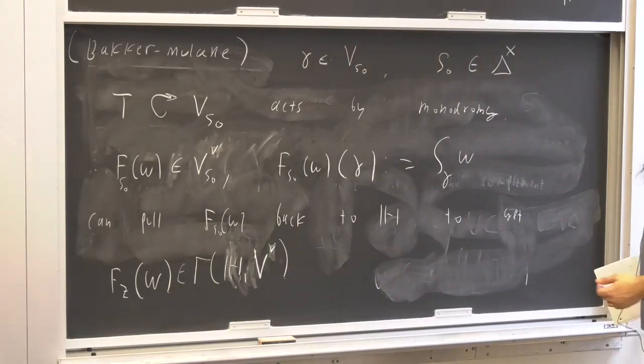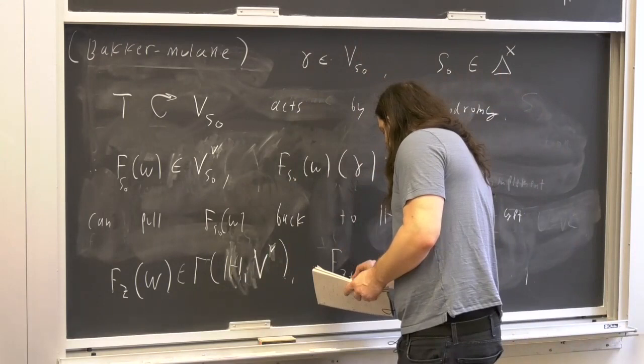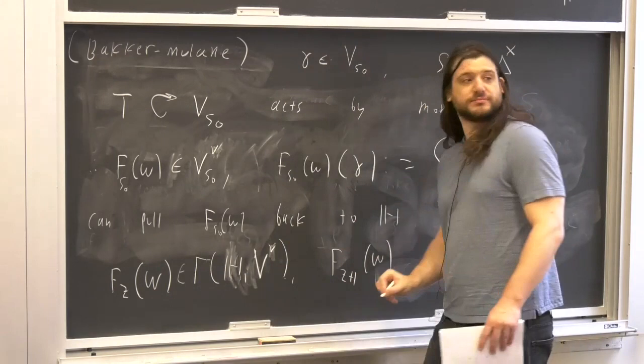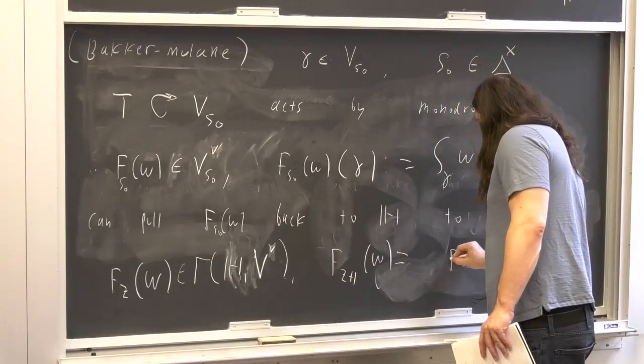And how is the action of monodromy recorded? Well, it's precisely by saying what happens when you go around the loop. That's just adding one to z. So F_{z+1} of omega is F of omega acted on by our operator.